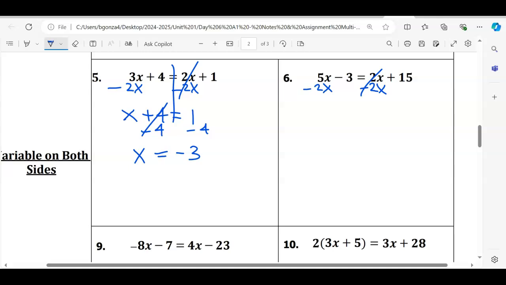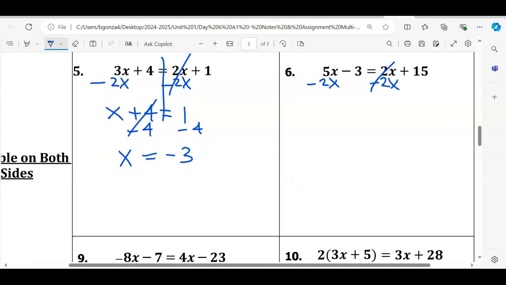The 2's cancel out. 5 minus 2 gives me 3x. Bring down minus 3, bring down equals, bring down 15. Now you should be able to solve this. It's a two-step equation like our warm-up and like Thursday's notes, okay? So we get rid of the loner, minus 3. The opposite is plus 3 on both sides.